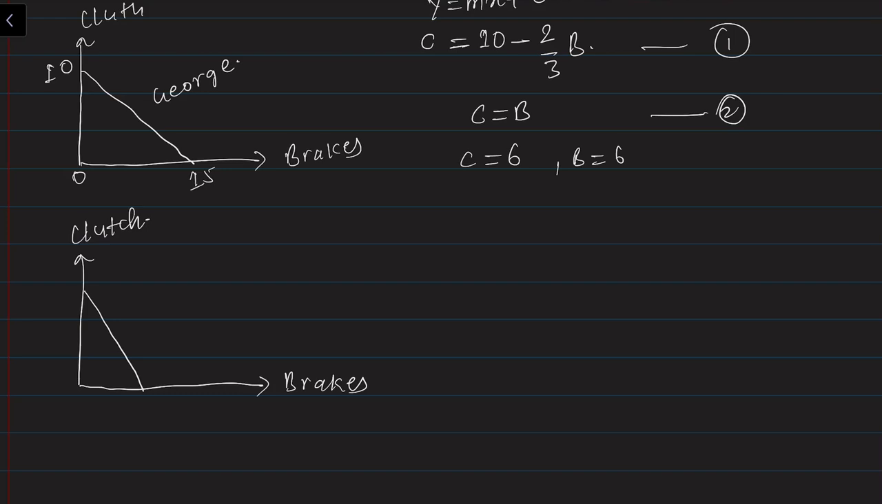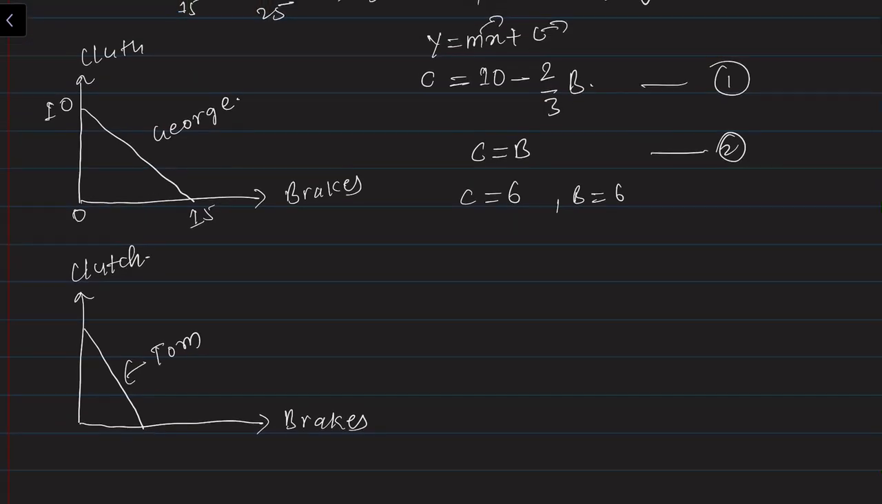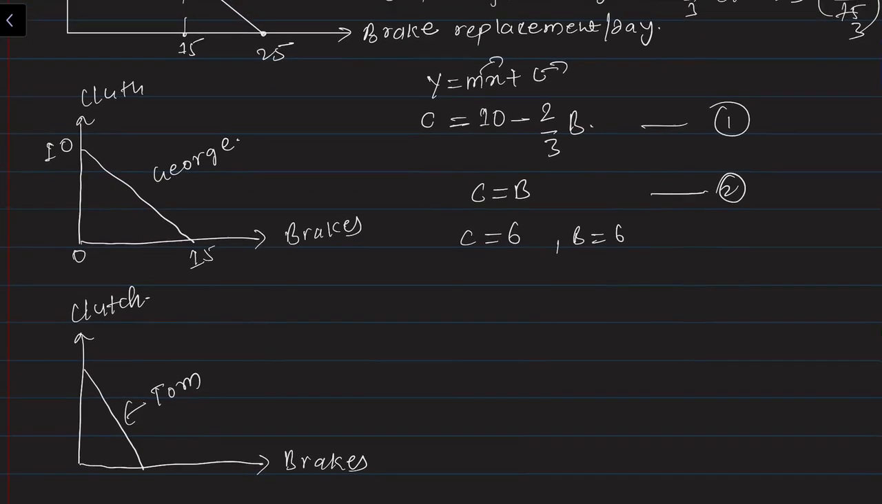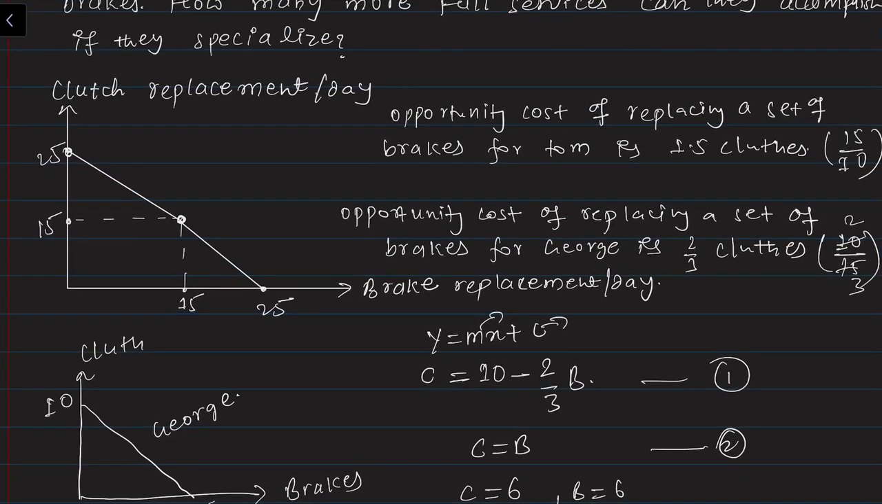So here you can see that the steepness of the line, that is, the slope, is higher in case of Tom compared to George. The steepness is higher in case of Tom than George, which is obvious because the opportunity cost for Tom of replacing a set of brakes is higher, right?